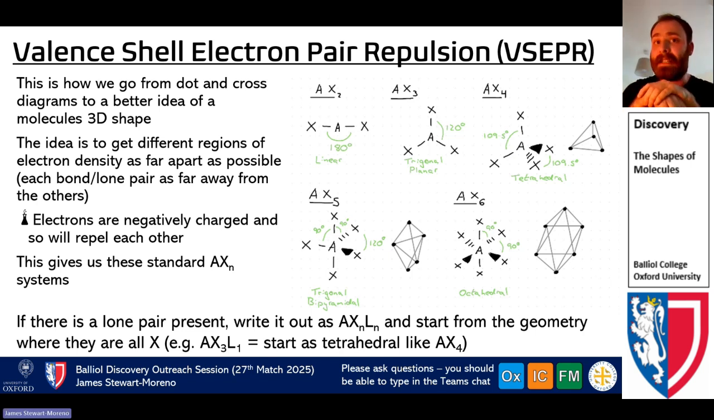In terms of the AX6 system, I don't have a little molecule to show you, unfortunately. But in this case, you can imagine you've got a sort of square, like an X, and then you've got it in 90-degree positions as well. So we call this an octahedral because every single thing is at a 90-degree angle to each other.